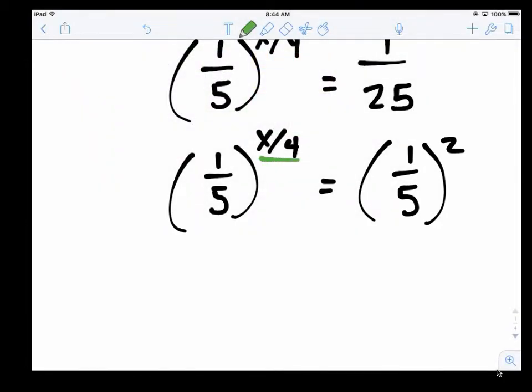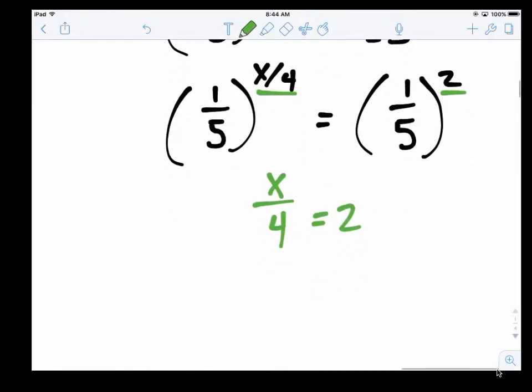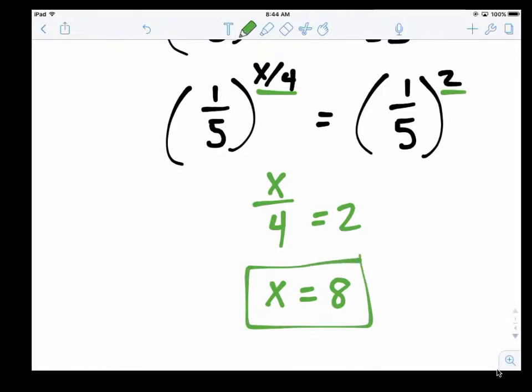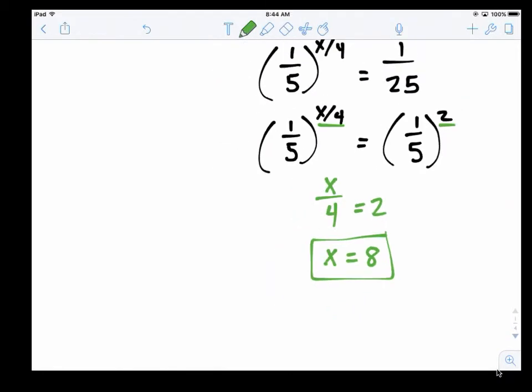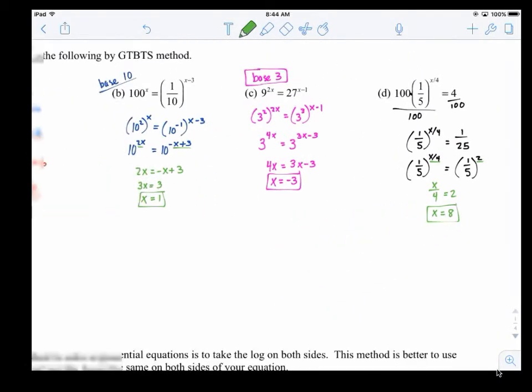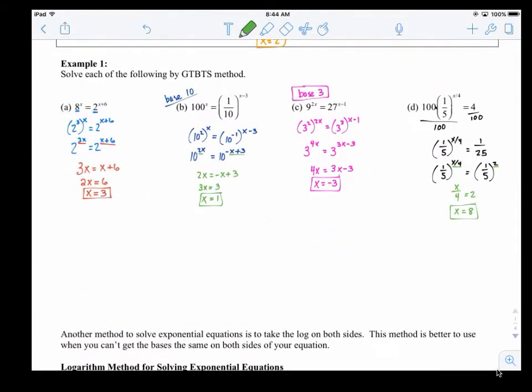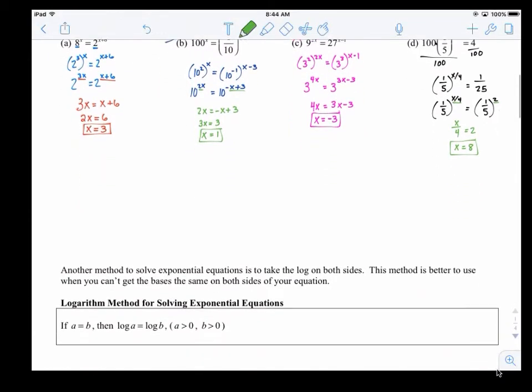So now I can do x over 4 is equal to 2. So my answer would be what? 8. Good. Not bad, right?